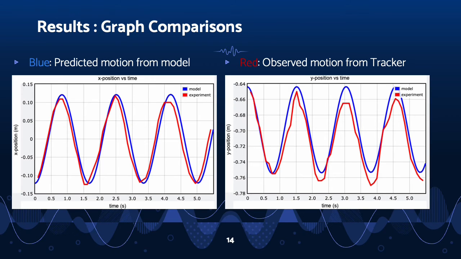More on graph comparisons. For both graphs, they line up pretty well. However, for the x position versus time graph, we can see that the two lines deviate for a bit later on as more time passed.